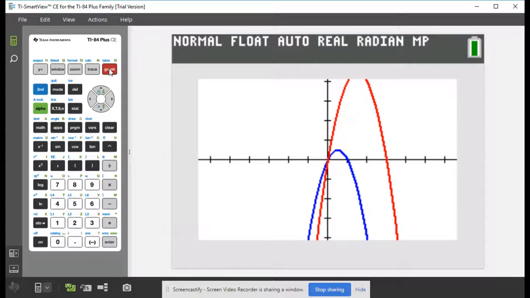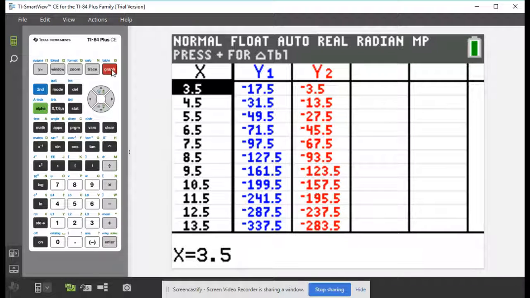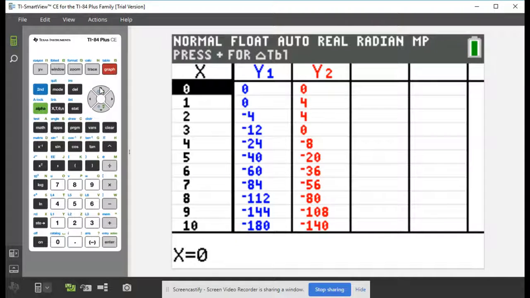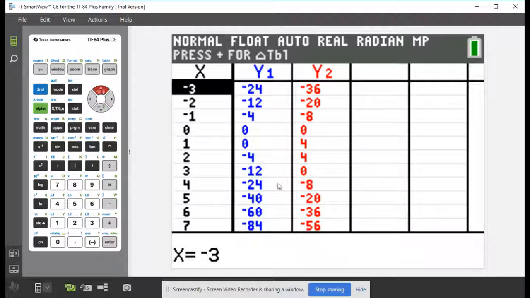All right, now I don't need the graph this time. I only need the table, but it's kind of nice to look at it anyway because I can see that it's crossing at 0, and there shouldn't be any other points of intersection in this particular graph. So let's type second graph, which is the table. And notice I'm still on the decimals, so I'm going to go to second window and put a 0 for my table start. And 0 just happens to be my solution. You can scroll up the table, down the table, but the only solution here is 0 because the y coordinates are equal at 0.